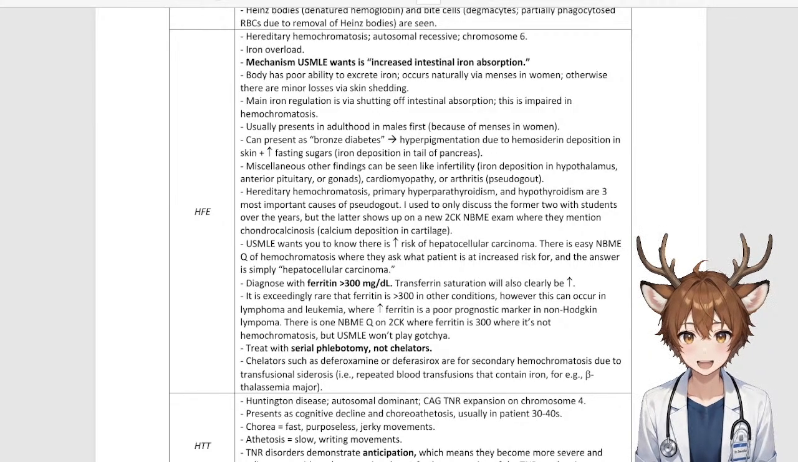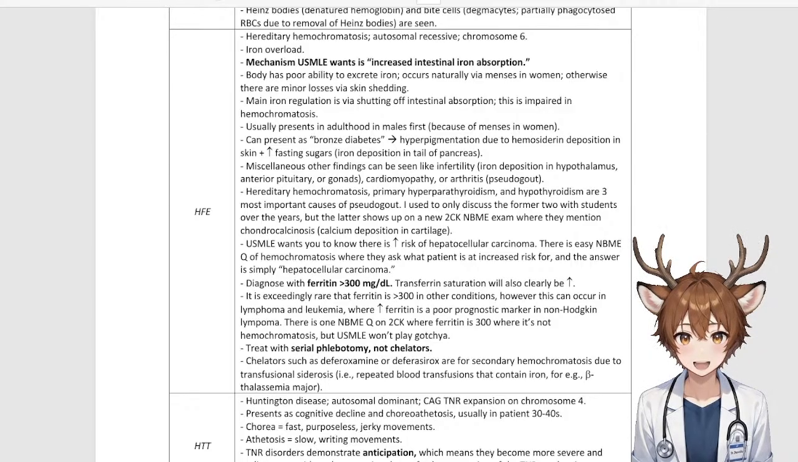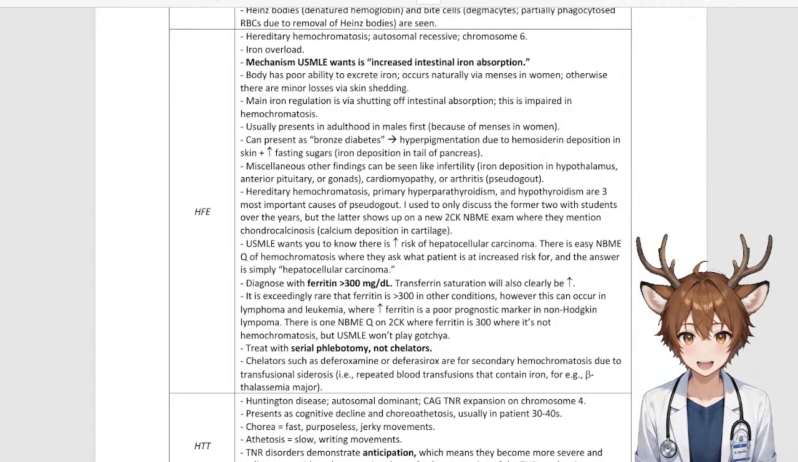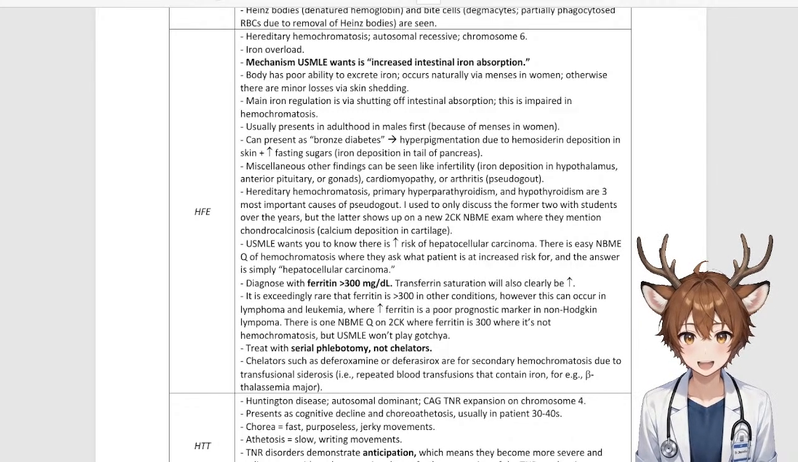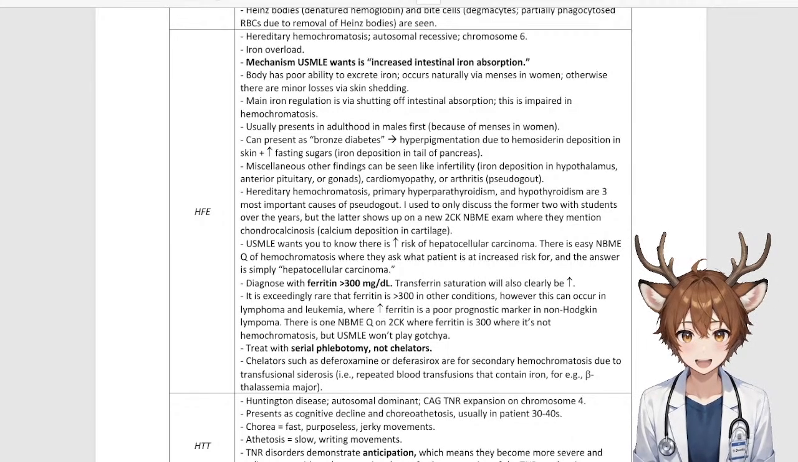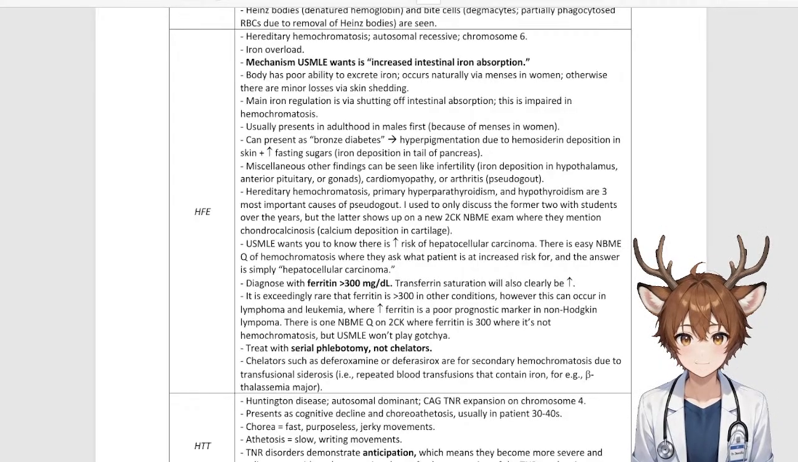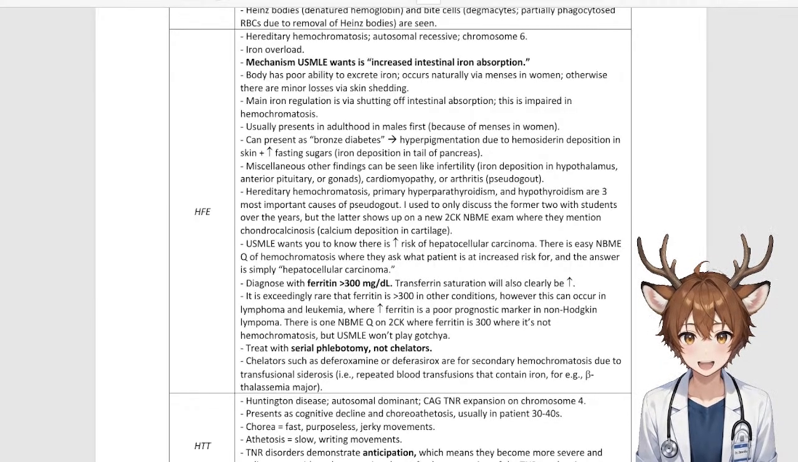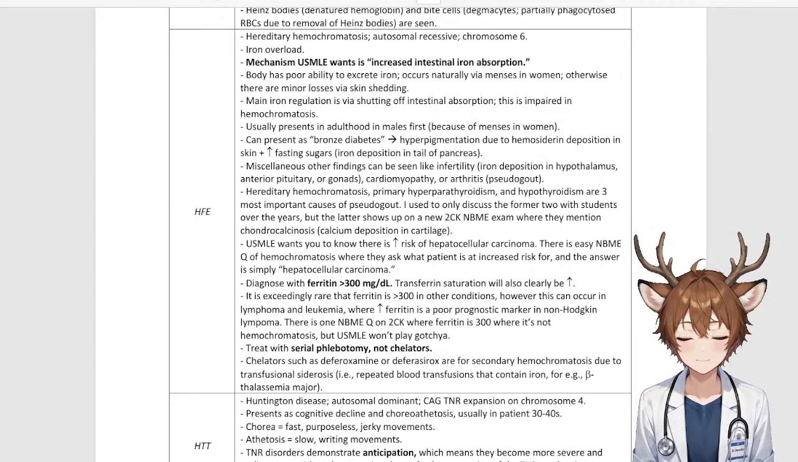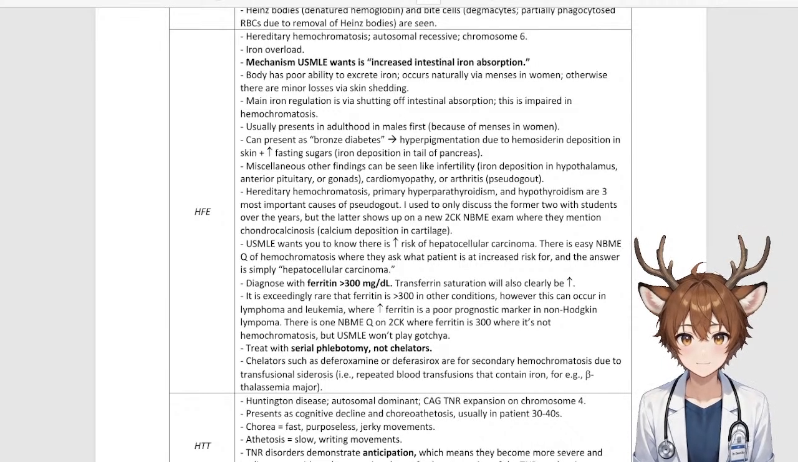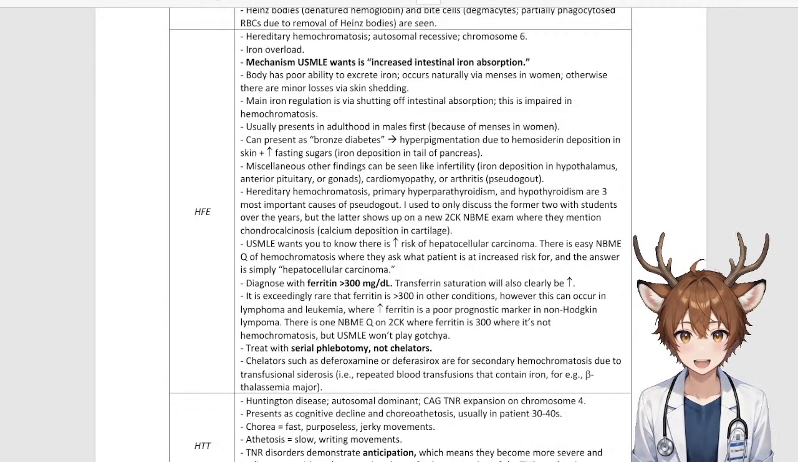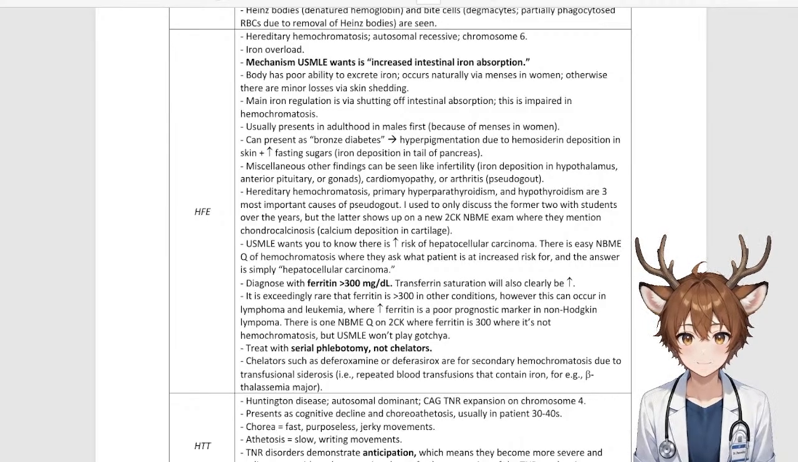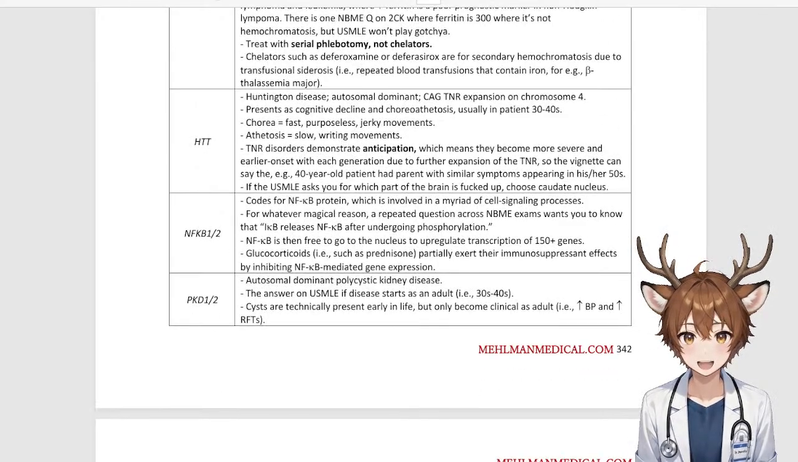Treat with serial phlebotomy, not chelators. Chelators such as deferoxamine or deferasirox are for secondary hemochromatosis due to transfusional siderosis, that is to say, repeated blood transfusions that contain iron for beta thalassemia major. And the point behind that is that if you're getting lots of iron transfusions because you have beta thalassemia, you're going to have this iron overload potentially. Makes sense? Because you're doing these transfusions of iron.